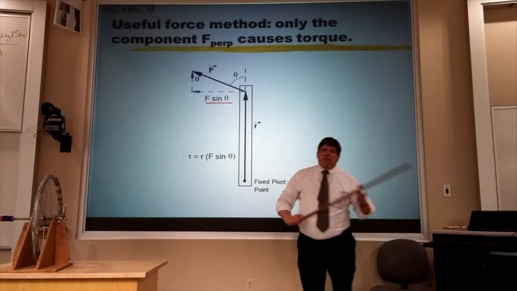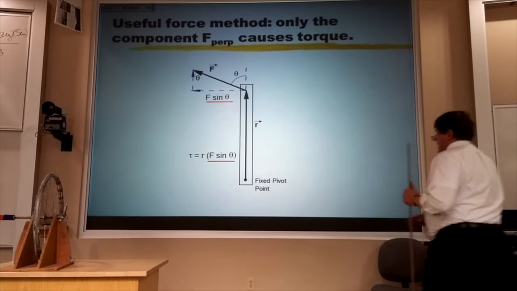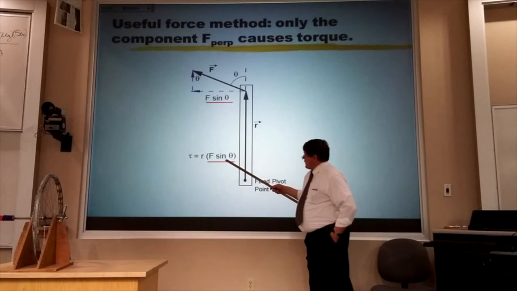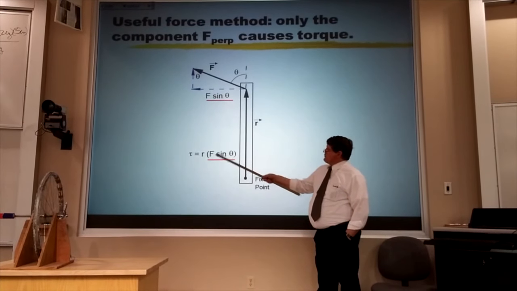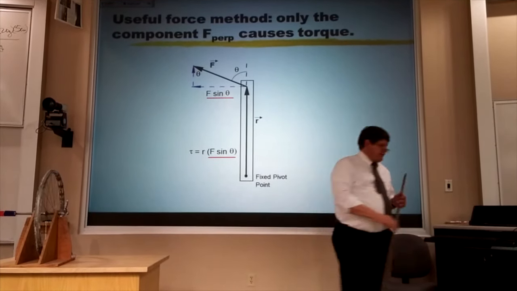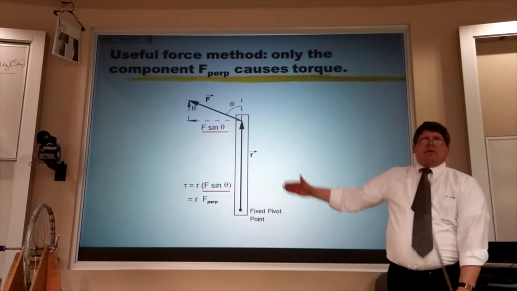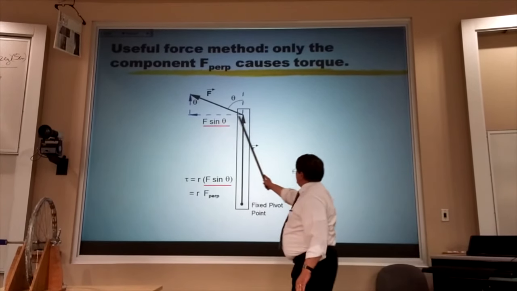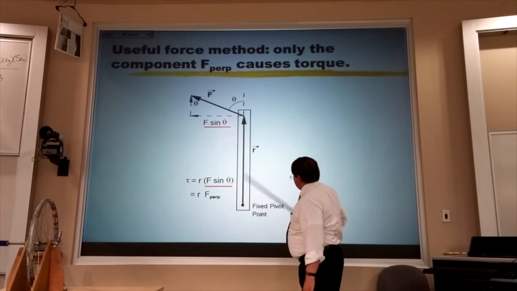Now if you look at my definition of torque, there's the force times the sine of that angle. That's the useful part of the force. That's the perpendicular part of the force. So we use all of the distance and only the part of the force that's perpendicular to the distance. Okay? Again, torque is a force times the distance, but they have to be perpendicular to each other. And that force is perpendicular to that distance.